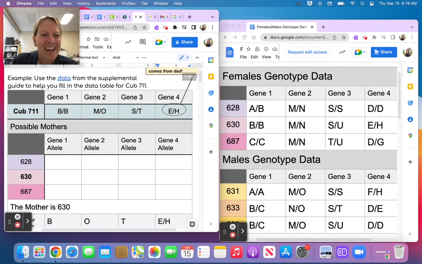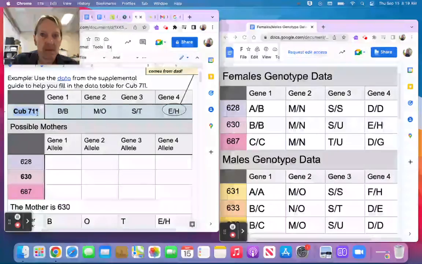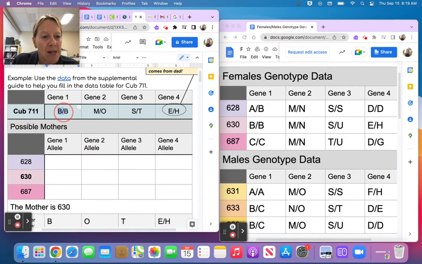Sorry. For gene 1, the cub, we're looking to find out who the parents of cub 711 are. And the cub has a B and a B. So we're going to start with lion 628. This lion has an A and B. So she could be the mom based on this one gene. Because she has an A and B and the cub has a B. So if she was the mom, she would have given the B to the cub. So we're going to put a B in that box.